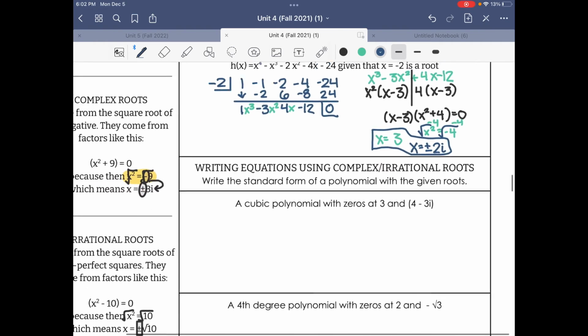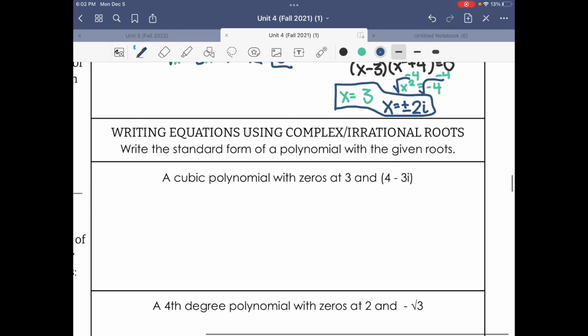Alright, let's practice writing equations using complex irrational roots. On this first one, this 4 shouldn't be there. It should just be negative 3i. So go ahead and erase that with me. Okay. The first thing you have to do if you have the zeros is write the factors.